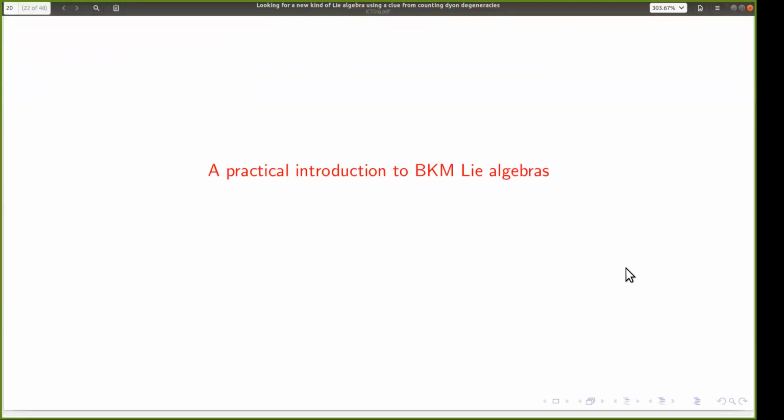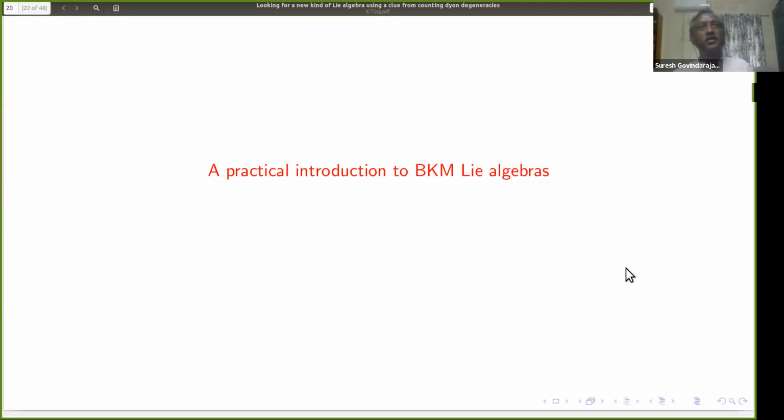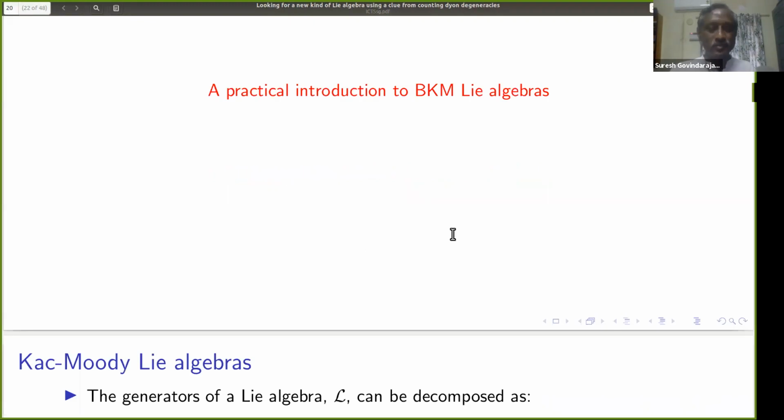Okay, so finally, I'm going to give you a practical introduction to BKM Lie algebras. And during my student's thesis defense many, many years ago, I think 2010 or 2011, Sunil Mukhi asked for a very, very simple example of a BKM Lie algebra. And we were giving very, very complicated examples. Today, I know better, so I'm going to give you a very, very simple introduction.